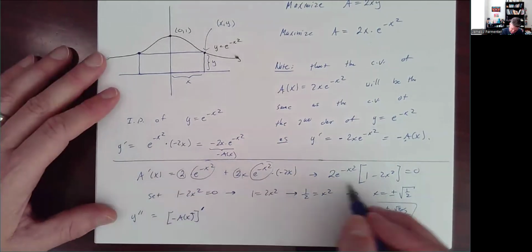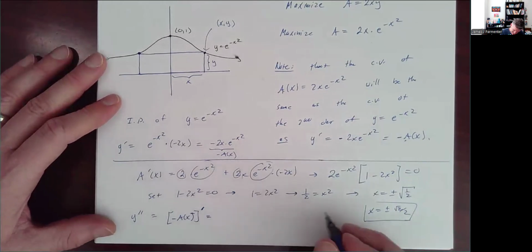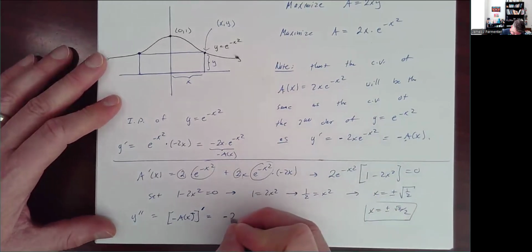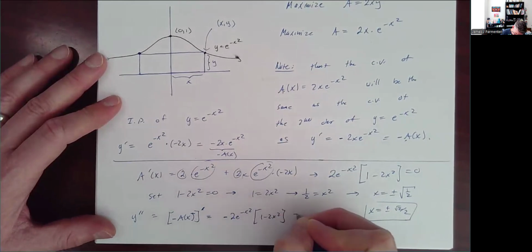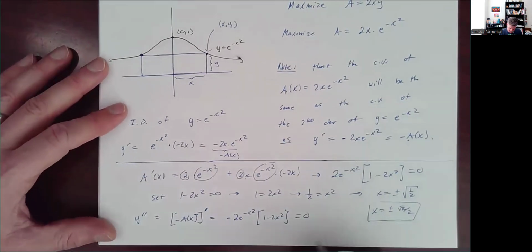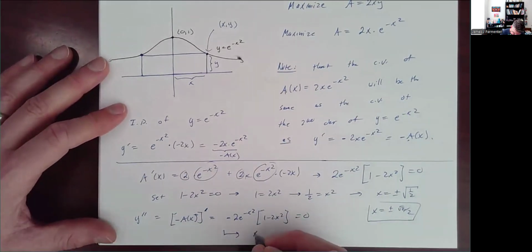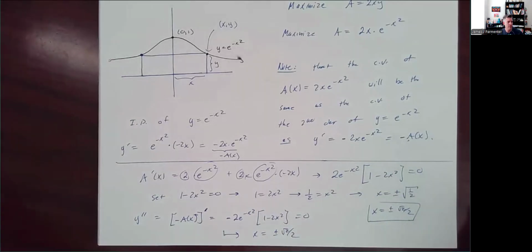The derivative of a of x was exactly that. So the derivative of negative a of x is going to be negative 2 e to the negative x squared times 1 minus 2x squared. Set that equal to 0 to find your inflection points, and you exactly get x equal to plus or minus root 2 over 2. It's a clever question. I kind of like that.